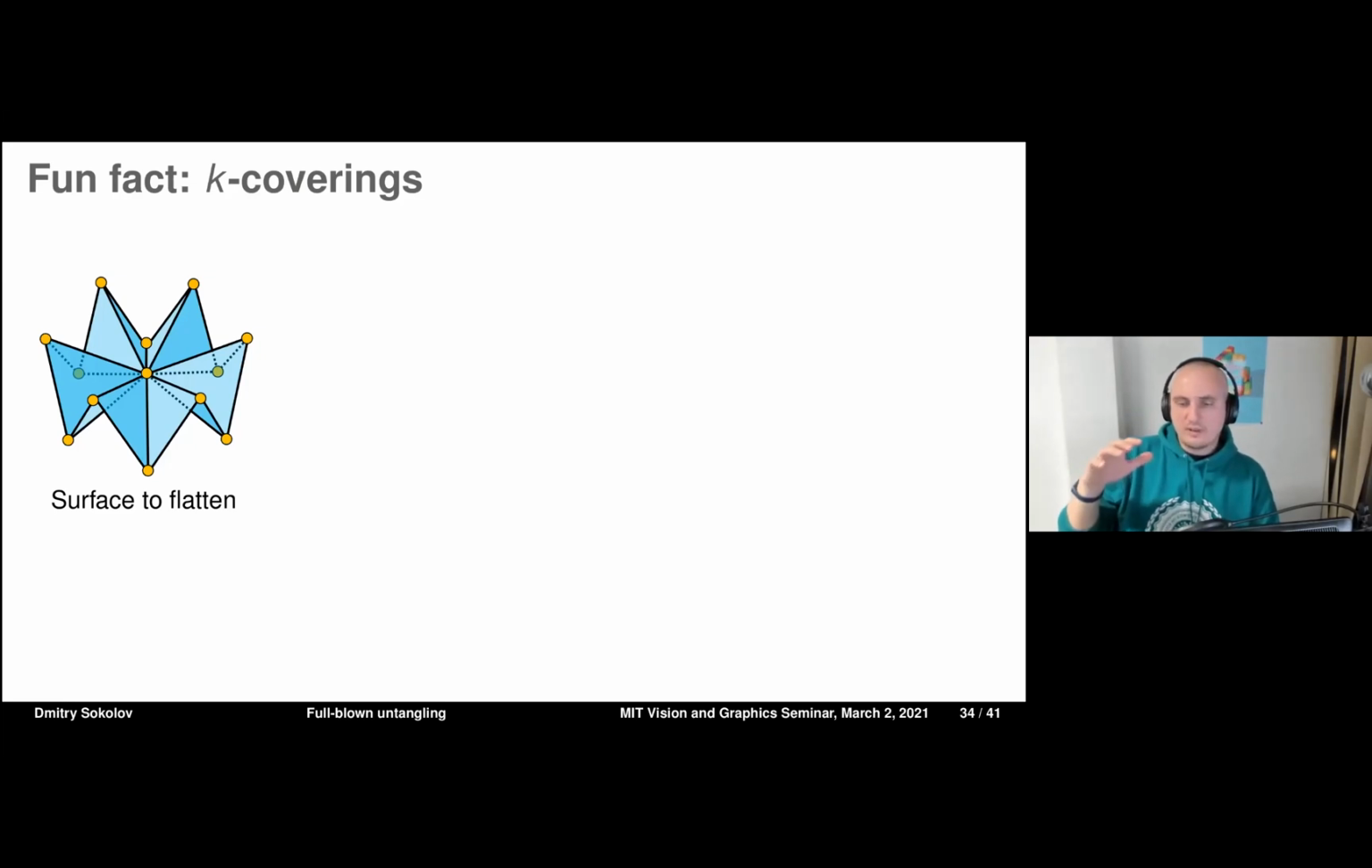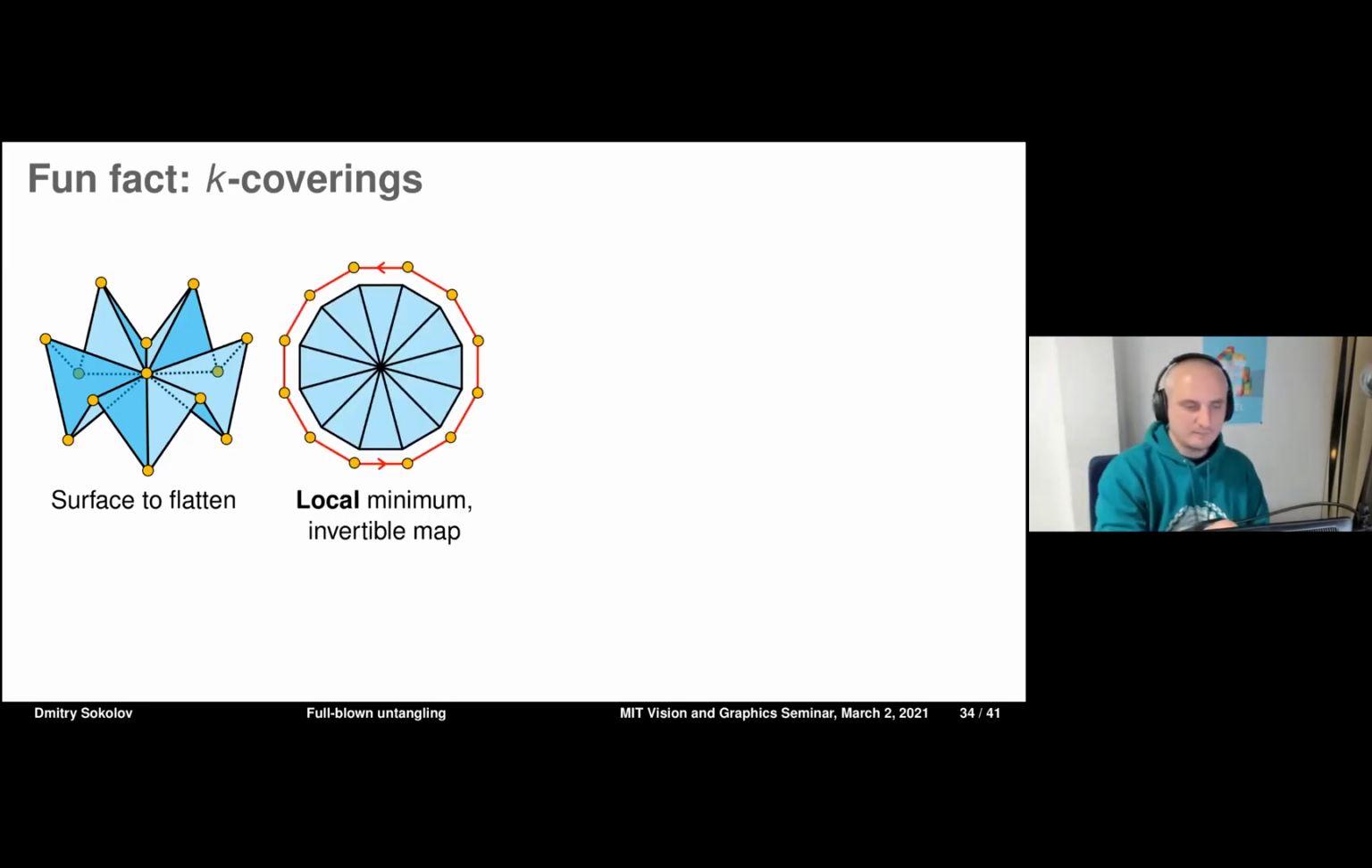Let us illustrate the loss of local invertibility on a very simplistic mesh consisting of a single fan of 12 equilateral triangles. Let us flatten this surface with all vertices free to move. So this map is invertible, and it is what a user would normally expect, even if the shape of the triangles is far from being perfect, because in the start we had equilateral triangles.